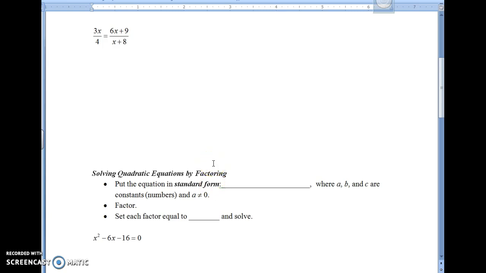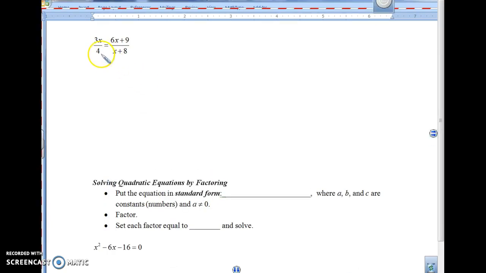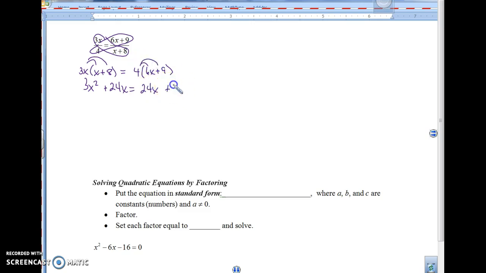All right, so let's try this next quadratic equation. We have 3x over 4 equals 6x plus 9 over x plus 8. Well, technically this is really two fractions that equal each other, so what do we usually do? Well, we cross multiply. Cross multiply here, cross multiply here. All right, so that gives me 3x times (x plus 8) equals 4 times (6x plus 9). Notice I'm using my parentheses so I can see exactly what I've got to multiply. To solve your equation like you normally would, distribute: 3x squared plus 24x equals 24x plus 36.